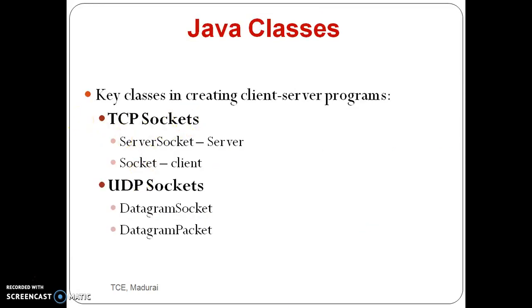Now let me introduce some Java classes used for socket programming. Key classes in creating client-server programs are classes for TCP sockets and classes for UDP sockets. Two primary classes available for TCP sockets are ServerSocket, which is used at the server side, and Socket, used at the client side. DatagramSocket and DatagramPacket are the key classes used for creating UDP sockets.